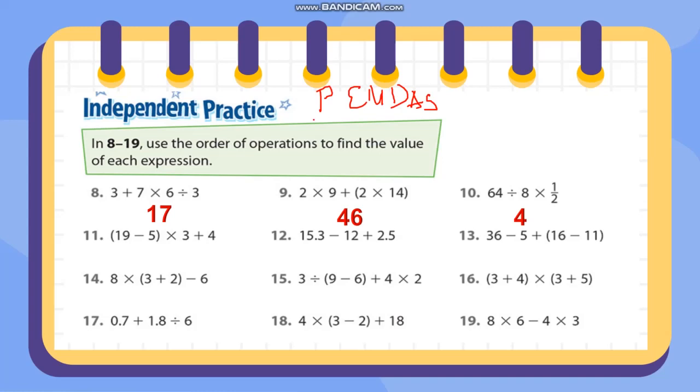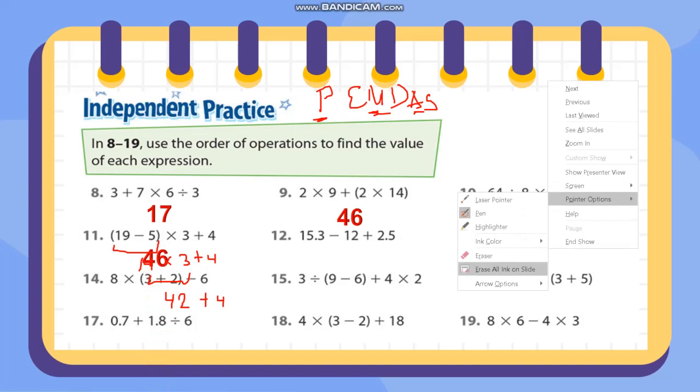We have the parentheses, so we need to evaluate what is inside the parentheses first. 19 minus 5 is equivalent to 14, multiplied by 3 plus 4. Now we have multiplication and addition. Based on the rule, multiplication comes first before the addition. So we multiply 14 by 3. What is 14 multiplied by 3? That is equivalent to 42. And 42 plus 4, the answer is 46.